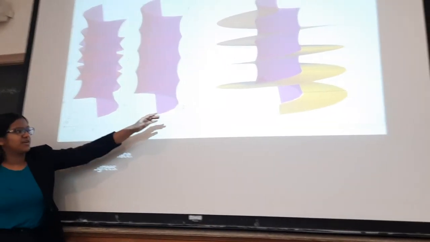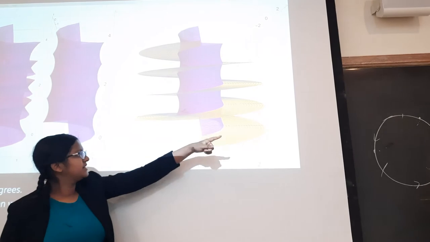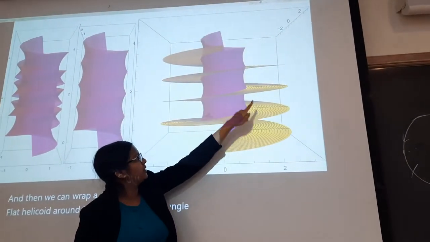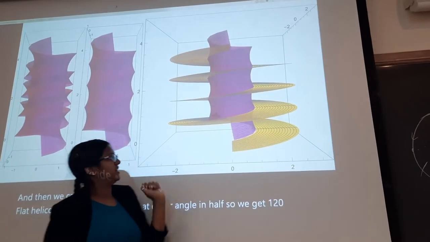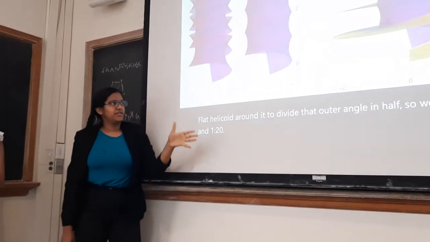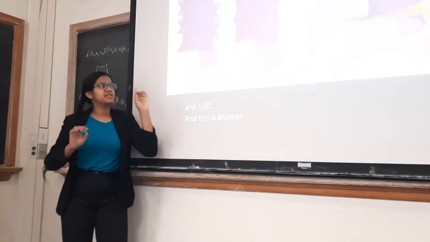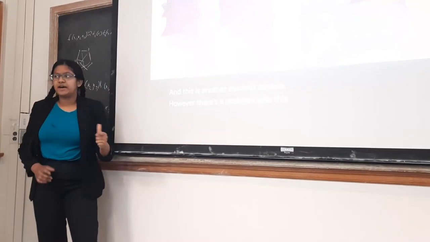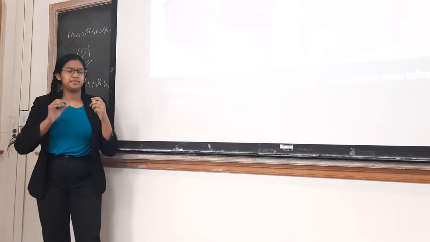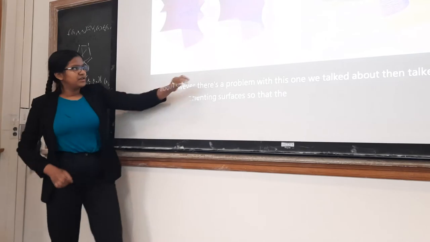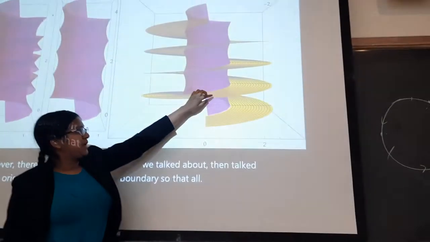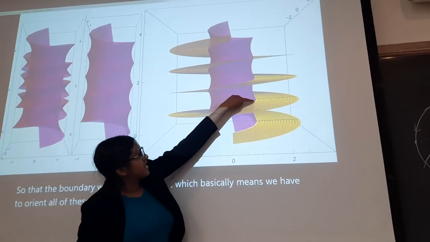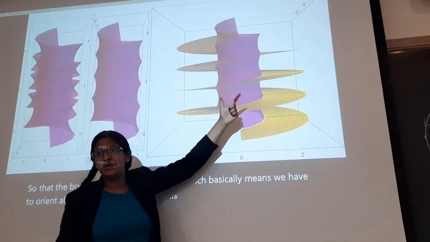And then we can wrap a flat helicoid around it to divide that outer angle in half. So we get 120, 120, and 120. And this is another minimal surface. However, there's a problem with this one. Ben talked about orienting surfaces so that the boundary was 0 mod 3, which basically means we have to orient all of these surfaces so that this boundary gets oriented the same way every time.